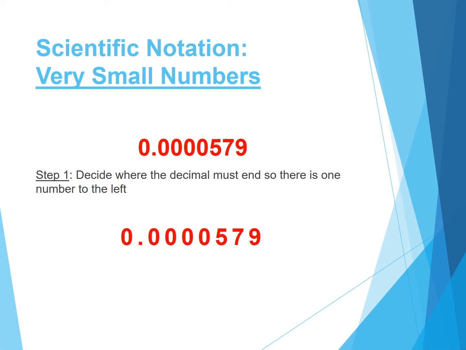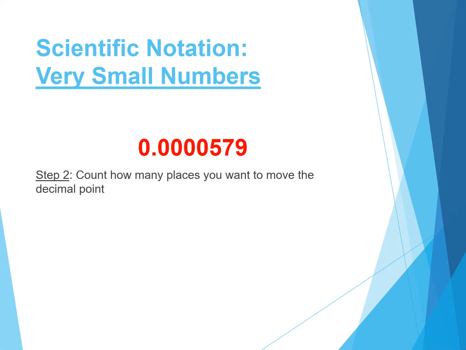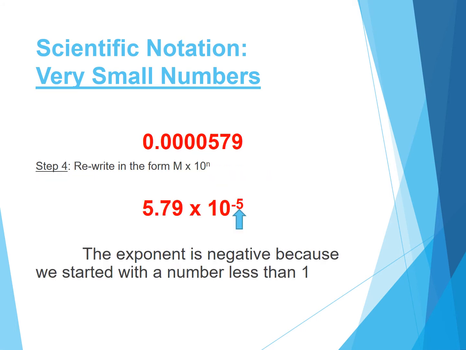Now, sometimes we're also doing very small numbers. We have to decide where the decimal must end, so there's only one number to the left. So once again, we're going to have just that 5. So it's going to go between the 5 and the 7. We're going to count how many places we want to move that decimal point, which is going to be 5 to put it between the 5 and the 7. Now we're going to rewrite this. This time it's going to be a -5. That's because we started with a number less than 1. So the exponent is negative.